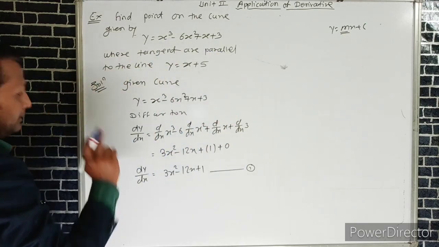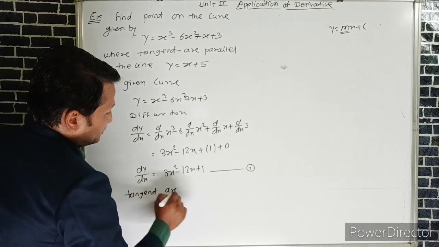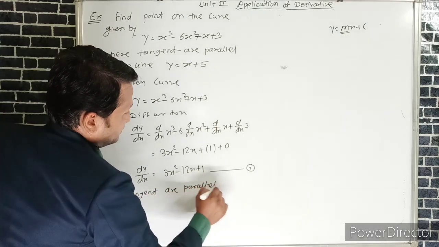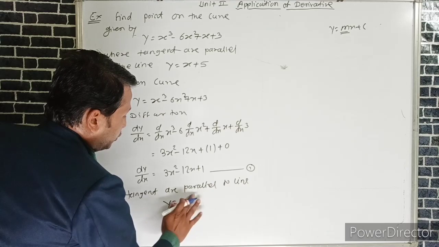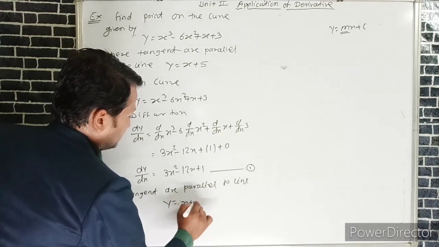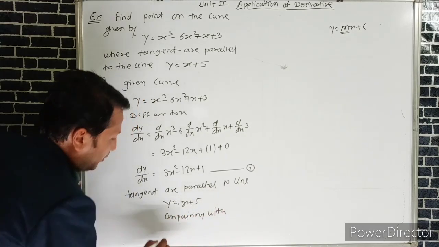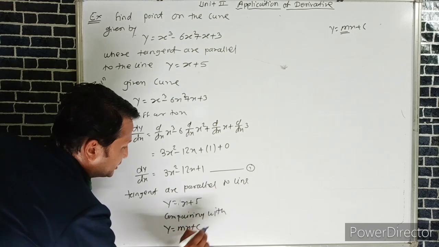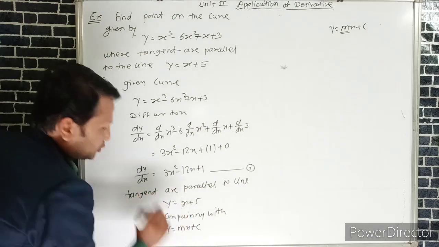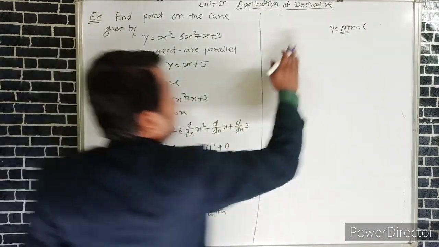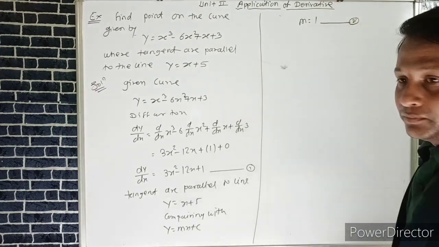So we take the tangent parallel to the line y is equal to x plus 5. Comparing with the slope equation y is equal to mx plus c, we compare the coefficient of x, which is the slope, m. The coefficient of x is 1, so we write m is equal to 1. Equation number 2.